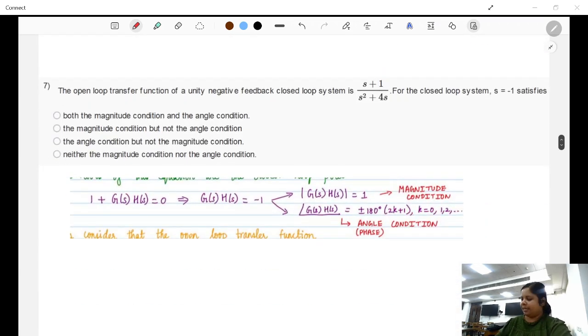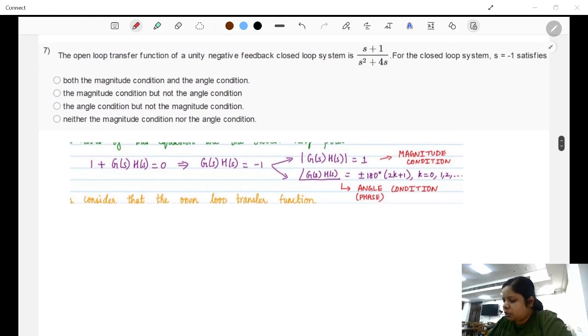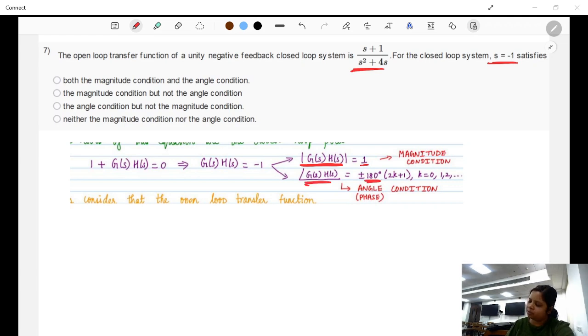Okay, next thing, the open loop transfer function of a unity negative feedback closed loop system is this one. For the closed loop system, s is equal to -1. Does it satisfy the magnitude or the angle condition? So how do we define what is the magnitude condition or what is the angle condition? If the magnitude is 1 and the angle is some (2k plus 1) times plus minus 180 degree, where k can range over whole numbers. So how are we going to answer this question?